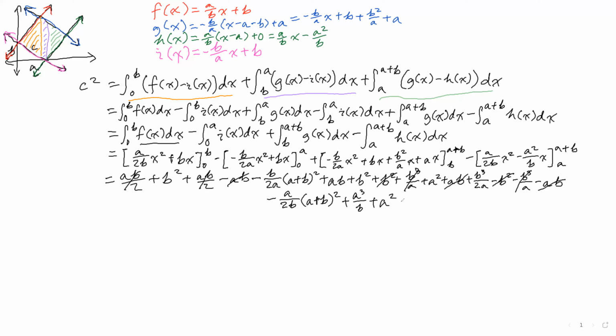And then we subtract what we get when we plug in a, but remember there's this negative sign right here. So distribute the negative, it's plus. So a cubed over 2b minus a cubed over b. Alright, and that's it. Let's cancel this out real quick.